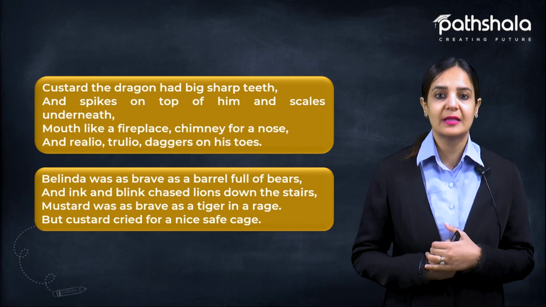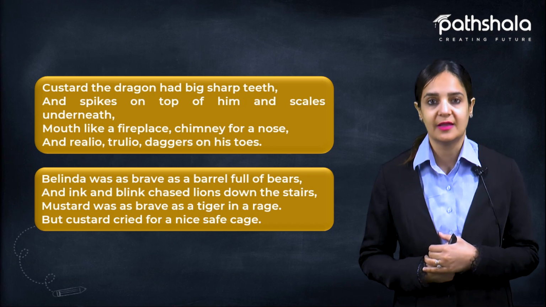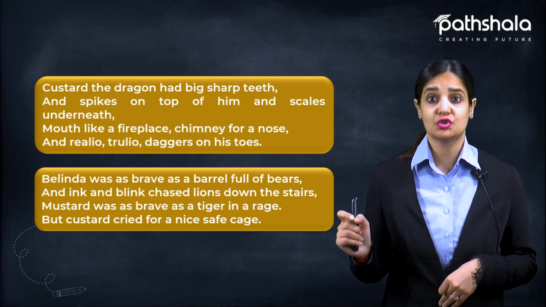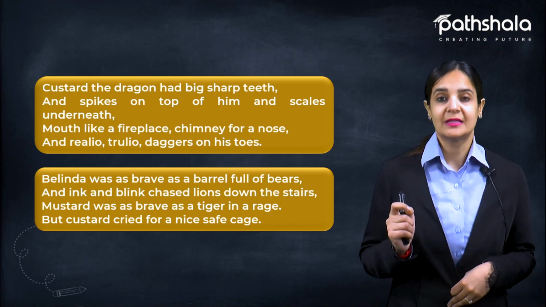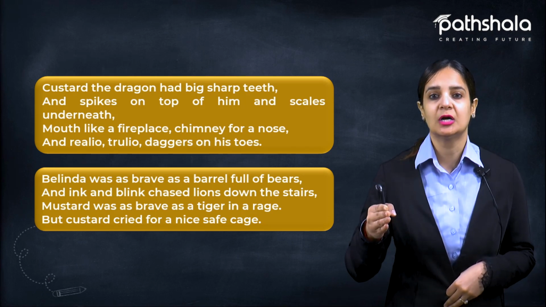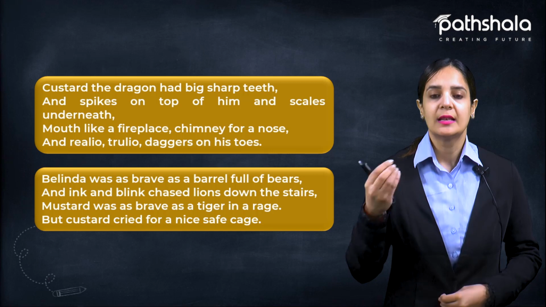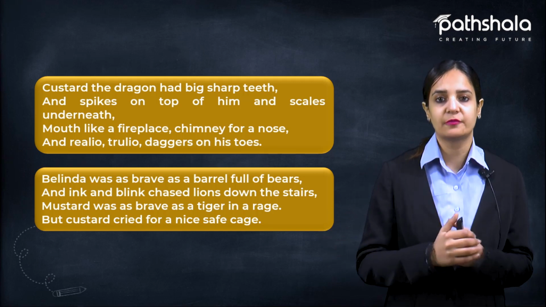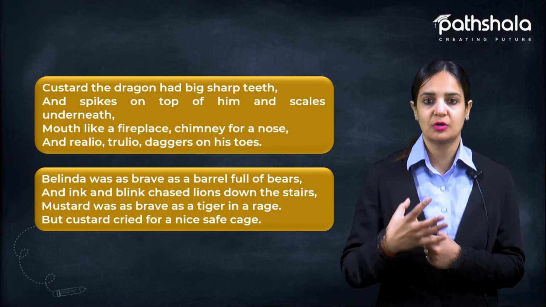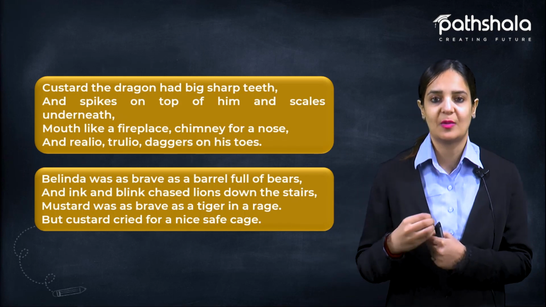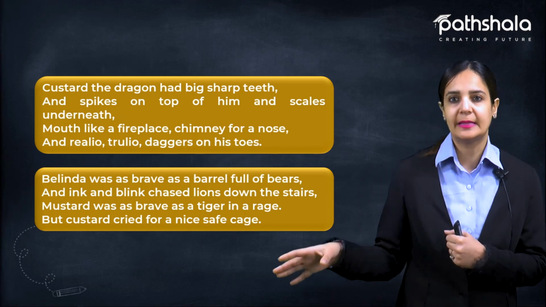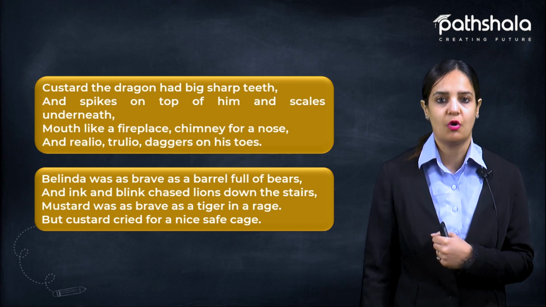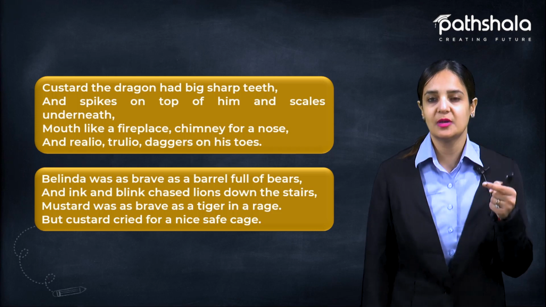And Ink and Blink chase lions down the stairs. Now when we see Ink and Blink, they are also very strong and very brave, so brave that they can even chase a lion down from the stairs, they can even throw a lion out of their stairs. If a lion tries to come into their castle, into their little white house, only Ink and Blink are good enough to shoo the lion off. Now we can see that these people are very brave.